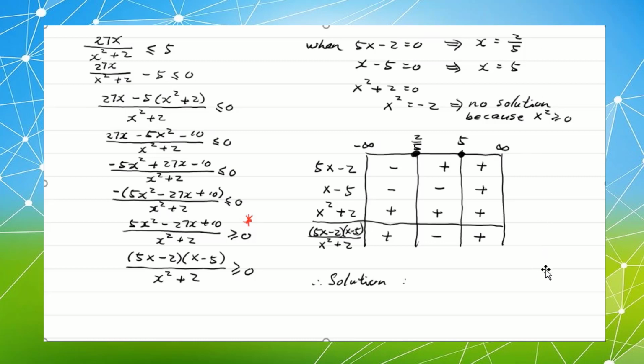So based on the diagram, that is for x less than 2 over 5 and also x greater than 5. So therefore the solution is for the interval which is less than 2 over 5 included 2 over 5, and also from 5 up to infinity included 5.